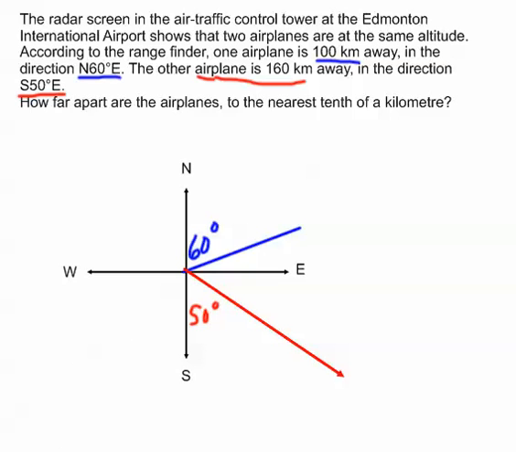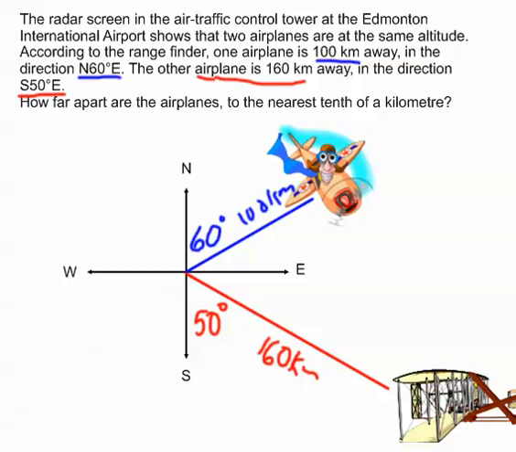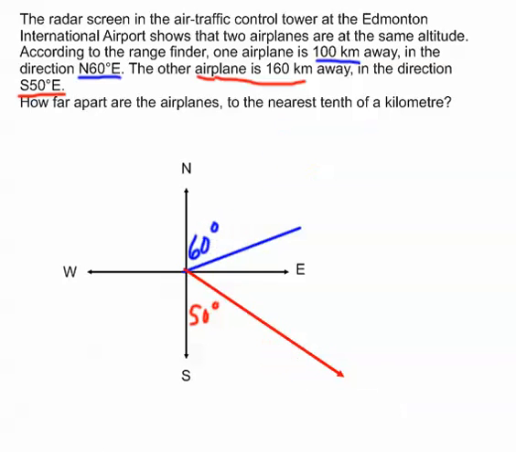Now I think I got a little bit creative on my next diagram. We have two airplanes. One's 100 kilometers away and one's 160 kilometers away. So now it's looking more and more like a triangle. Now the pictures of the planes are definitely not necessary, so I'm going to drop them. And we're going to go back to this basic diagram. We need to know what this angle is in between these two.